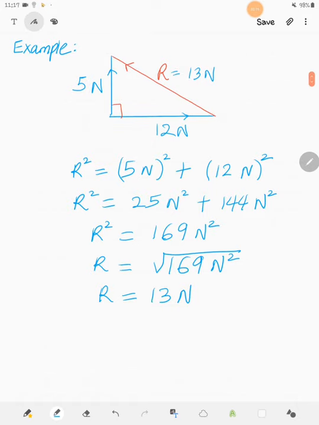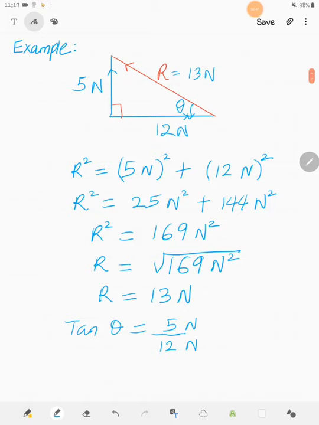If I want to get the direction of the resultant vector, I can look for the angle it makes with either the 5 Newton vector or the 12 Newton vector. Any one you choose will be fine. So I'm just going to take the angle it makes with the 12 Newton vector. So I'm going to do this. I'll put it here. So to find this angle, I can just simply do tan theta is equal to 5 Newton over 12 Newton.